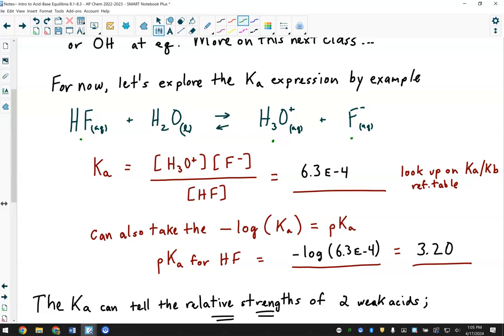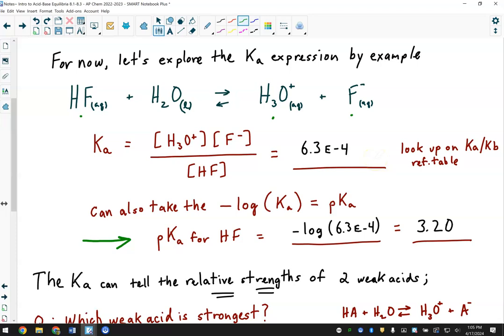The other thing that we're going to learn, and this is more important when we talk about titrations, is that it is possible to take the negative log of the Ka, not just the negative log of the concentration. You can take the negative log of anything, and if you take the negative log of the Ka value, you get what's called the pKa. So you might be asked, here's the Ka of hydrofluoric acid, what is the pKa? You're just taking the negative log, and the negative log of that is 3.20. It's 10 to the negative 4th, so it's going to be 3.x, isn't it?